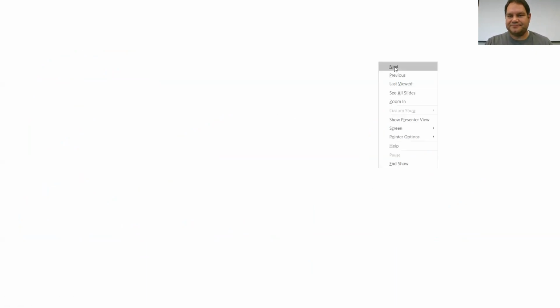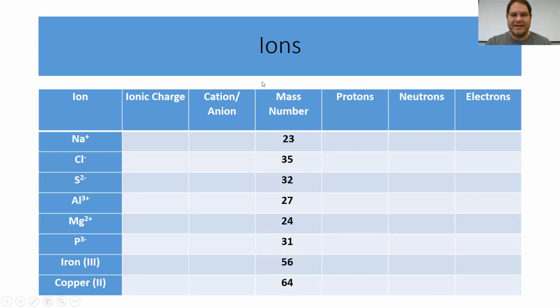All right, so in your study guides, you have a table here, and we're going to fill out this table using our understanding of atomic structure. We're going to basically look at the number of protons, neutrons, and electrons for these particular ions, okay? See if we can figure some things out. So the first one is a sodium ion. Notice it has a plus charge. So it's going to have a plus 1 charge, ionic charge. Because it's positive, it's going to be a cation. I'm just going to put C for cation. You can write it out. And its mass number is 23.